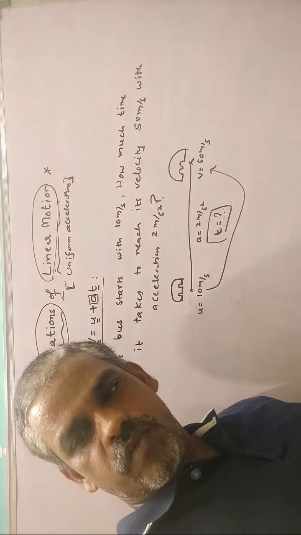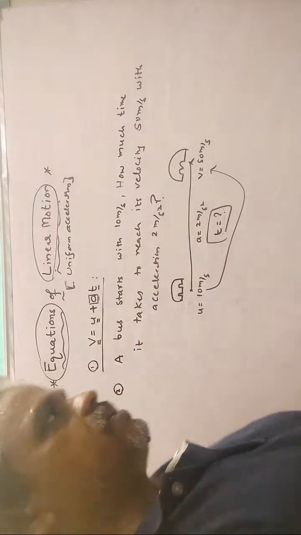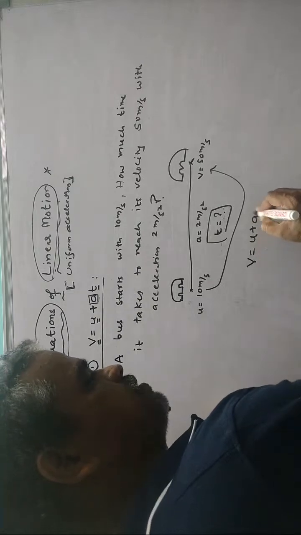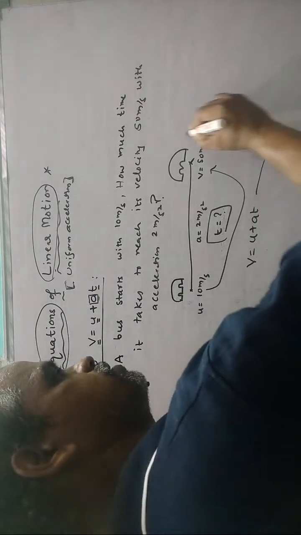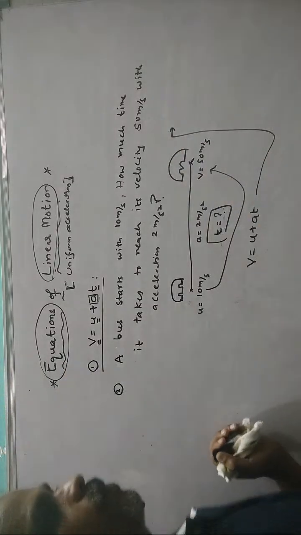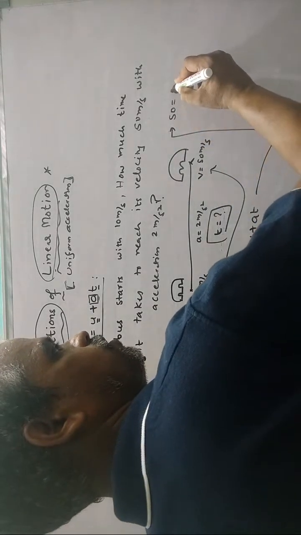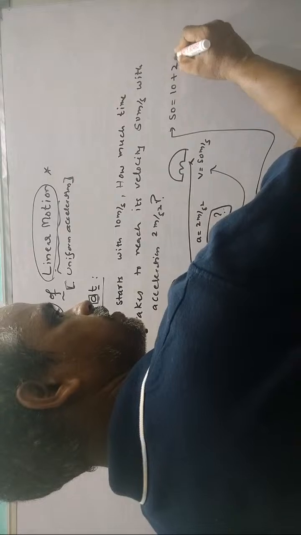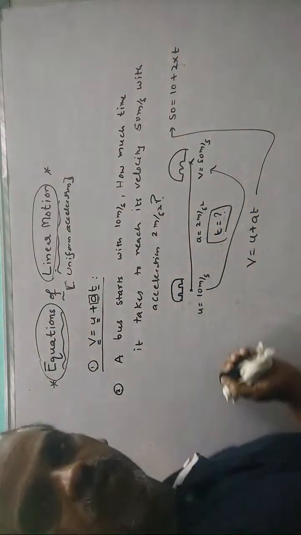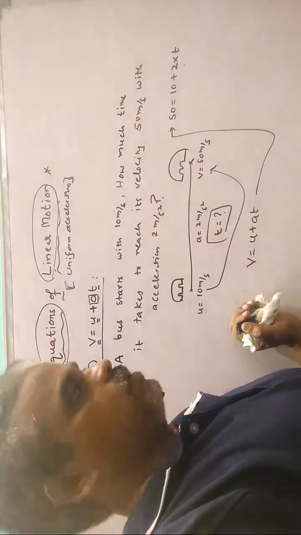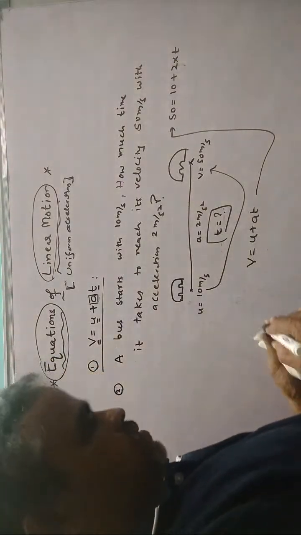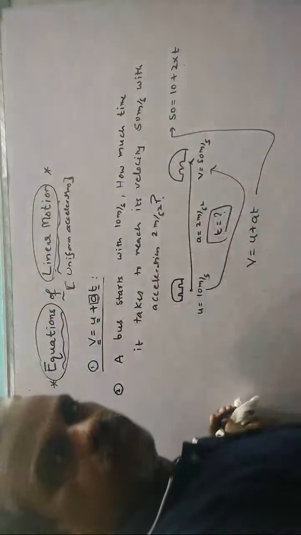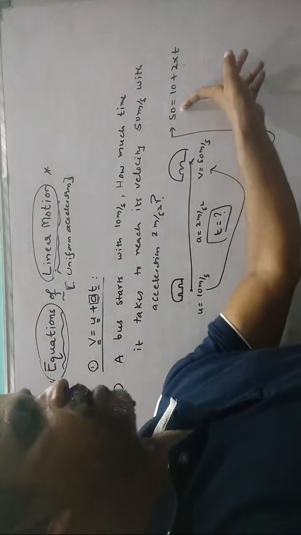You already said 20 seconds. Very nice, yeah. I will check it. You are very intelligent. V equal to u plus at. So I am changing here. What is V? 50. What is u? 10 plus a. What is a here? 2 meter per second square. Time we don't know. Is it? Did I substitute values correctly?